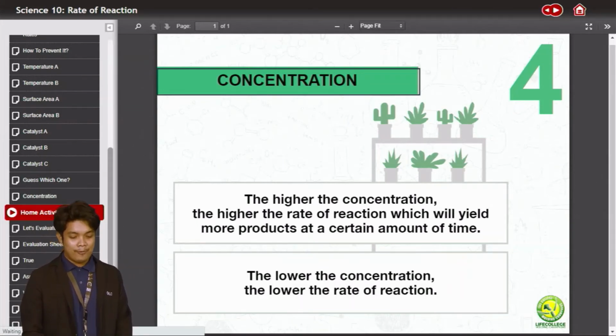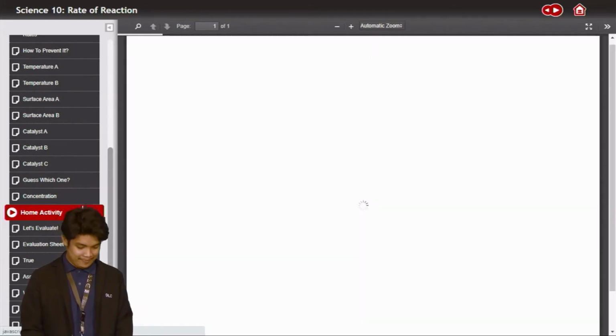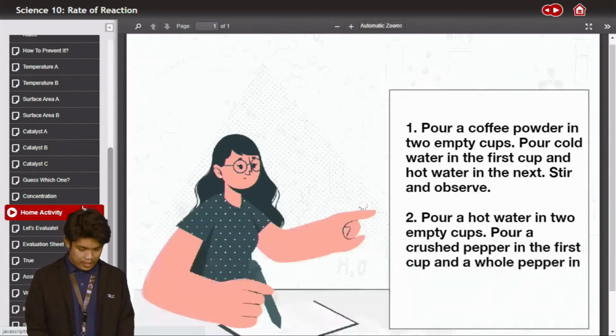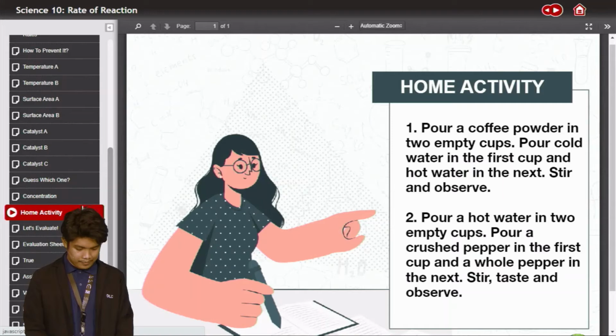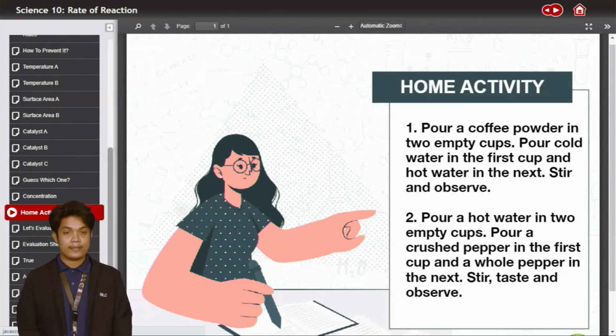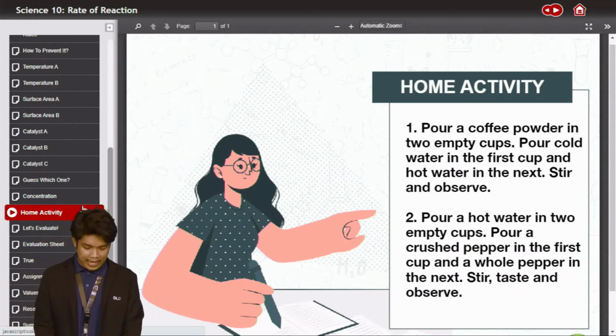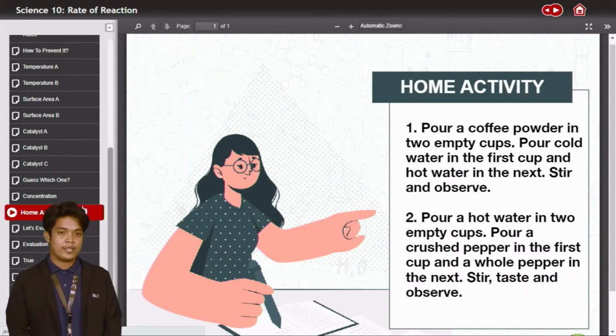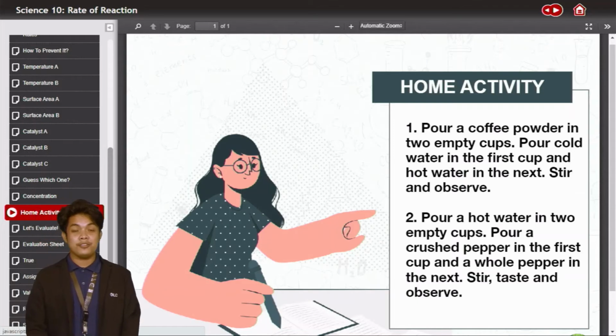So right now let's have a home activity. To further understand the lesson, let us have an activity. Do these two home activities, determine the factor affecting the rate of reaction, and give a brief explanation about it. Just write it in your notebook. Pause the video and do these things.